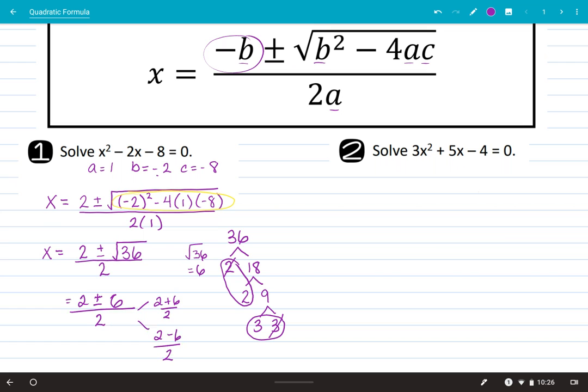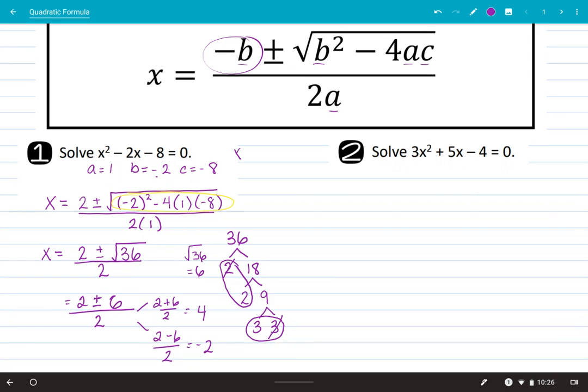So 2 plus 6 is 8 over 2 is 4. 2 minus 6 is negative 4 divided by 2 is negative 2. So up here, x is equal to 4 and negative 2. So that means it crosses at the 4 on the x-axis at 4 and negative 2. All right, that's 1. If you notice, not that hard. We just put it in what we've been doing.